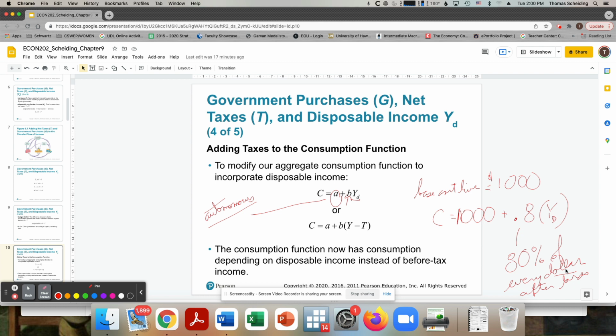That's going to become important because if I'm in the government and I find a way to deliver more disposable income to households, what I know is that that household is going to spend 80% of that amount. And that's going to generate additional economic growth in this economy.